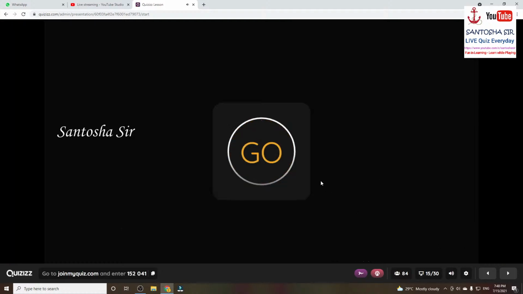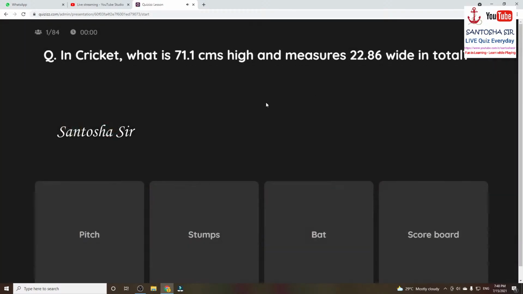Question number 15 on your screens now. In cricket, what is 71.1 centimeters high and measures 22.86 wide in total? Is that pitch, is that stumps, or is that bat, or is that scoreboard?